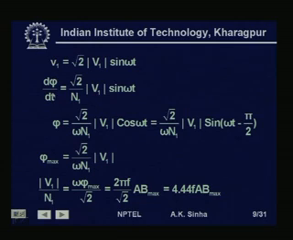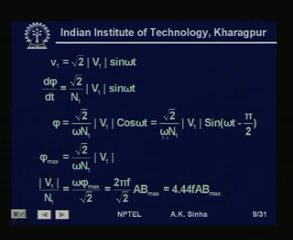And d phi by dt, since we have seen that v1 is equal to N1 d phi by dt, therefore we can write d phi by dt is equal to v1 by N1, where v1 is given by this relationship. So, we get d phi by dt is equal to root 2 by N1 into V1 sin omega t. Integrating this, we will get phi is equal to minus root 2 by omega N1 into V1 cos omega t, which we can also write as root 2 by omega N1 into V1 sin omega t minus pi by 2.